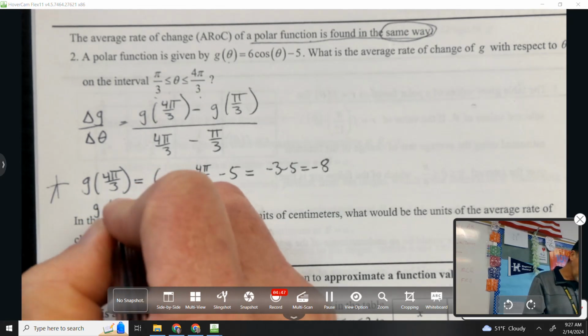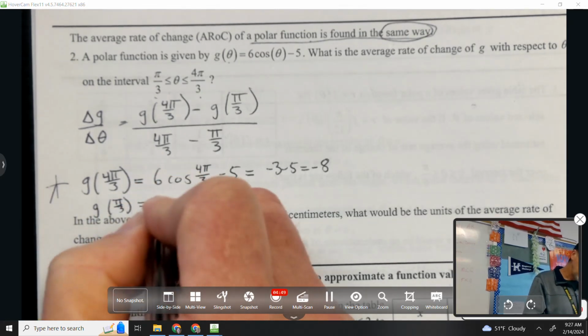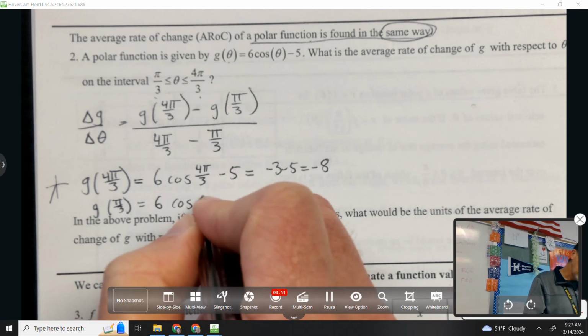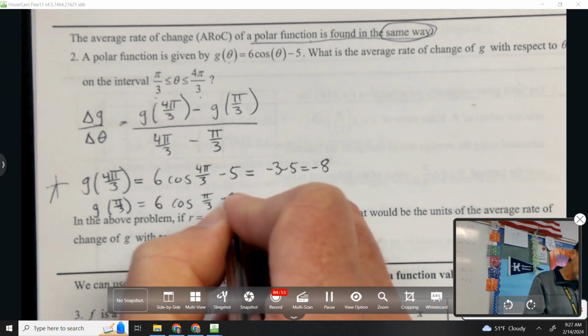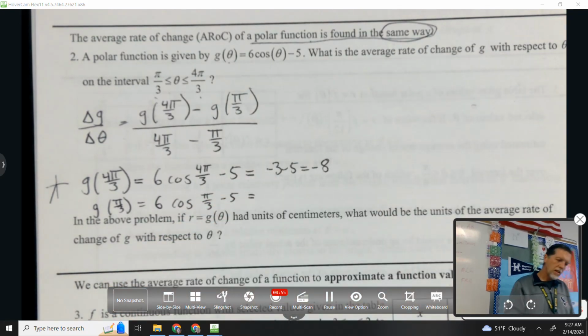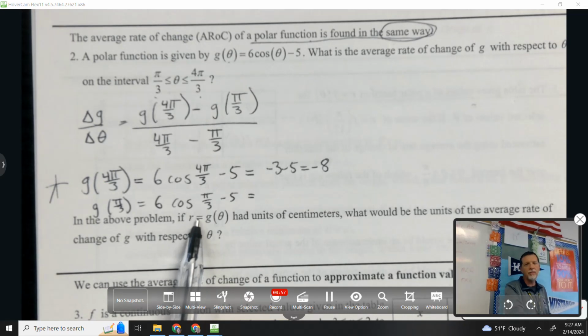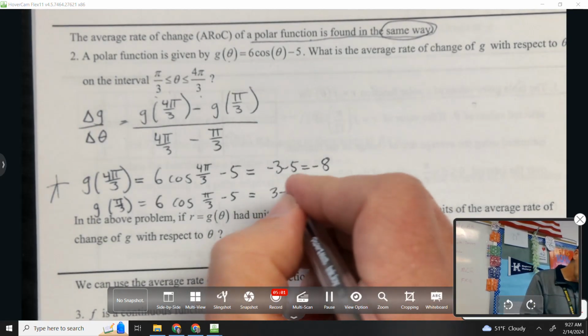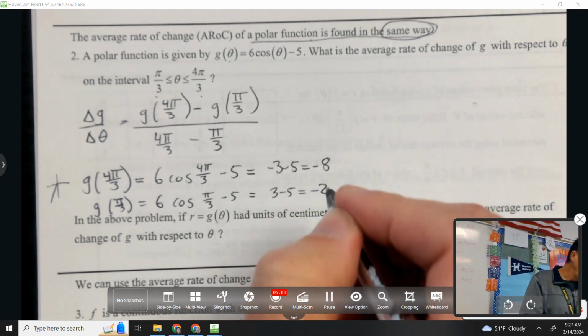G of pi over 3. 6 cosine pi over 3 minus 5. Cosine pi over 3, that was easier. That's a half. 6 times a half is 3. 3 minus 5 is negative 2.